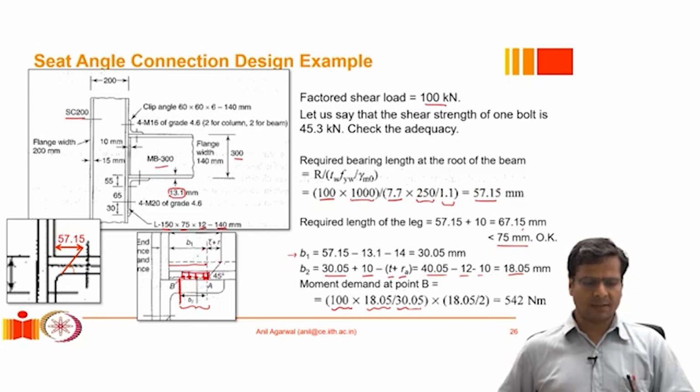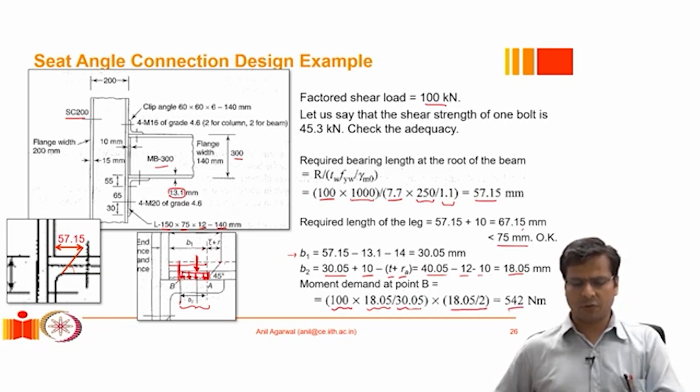Now this force has its centroid at a distance B2 divided by 2 from the interface. So this is the interface, and the resultant force is acting here, and it is at a distance of B2 divided by 2. So that B2 divided by 2 will be equal to 18.05 divided by 2. If we multiply this lever arm with the resultant force, we will get the moment demand at the interface. So we get a moment demand of 542 Newton meter at this interface. Similarly, the shear force demand at that interface will be only this much.